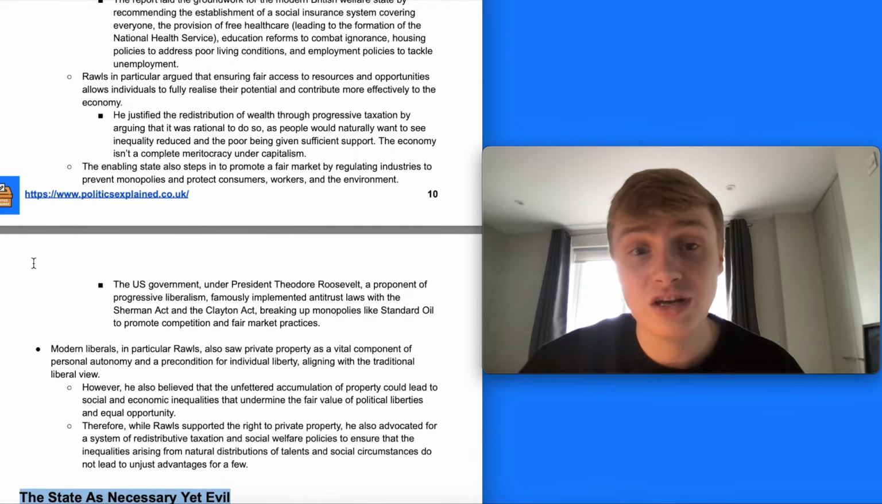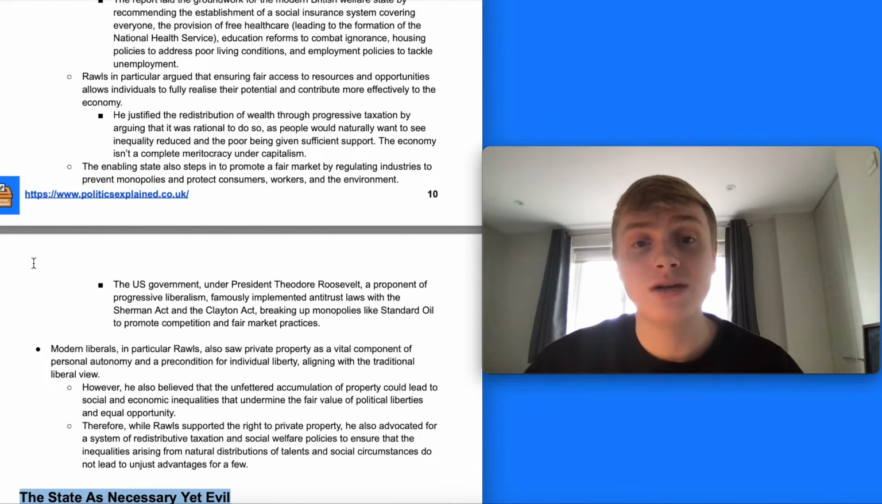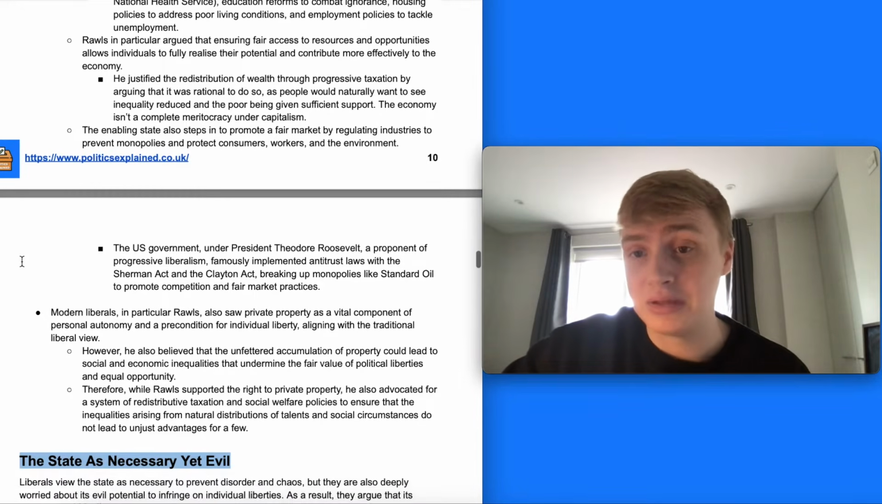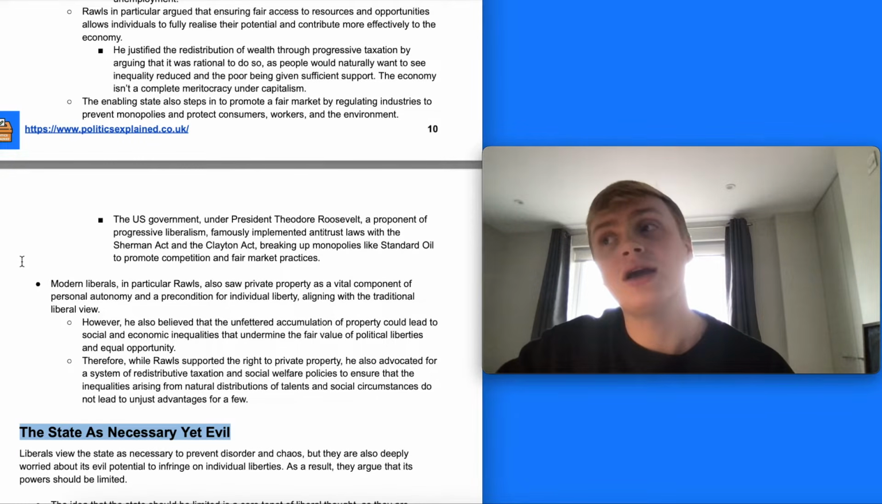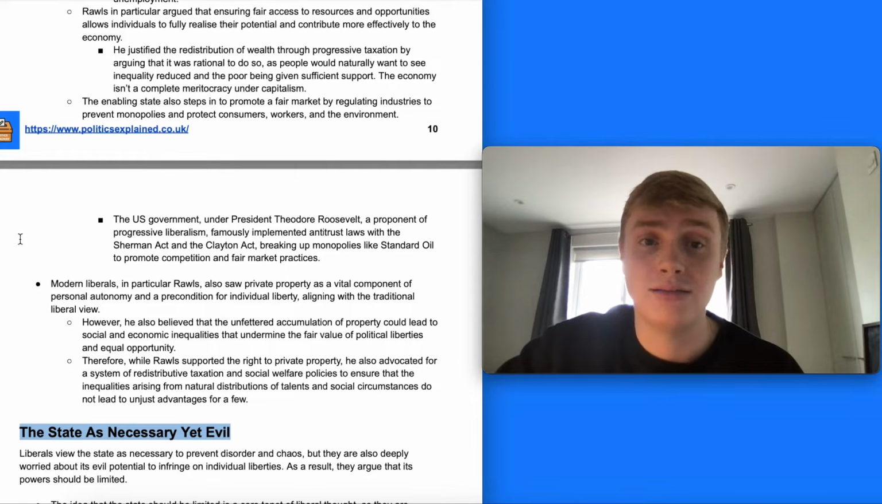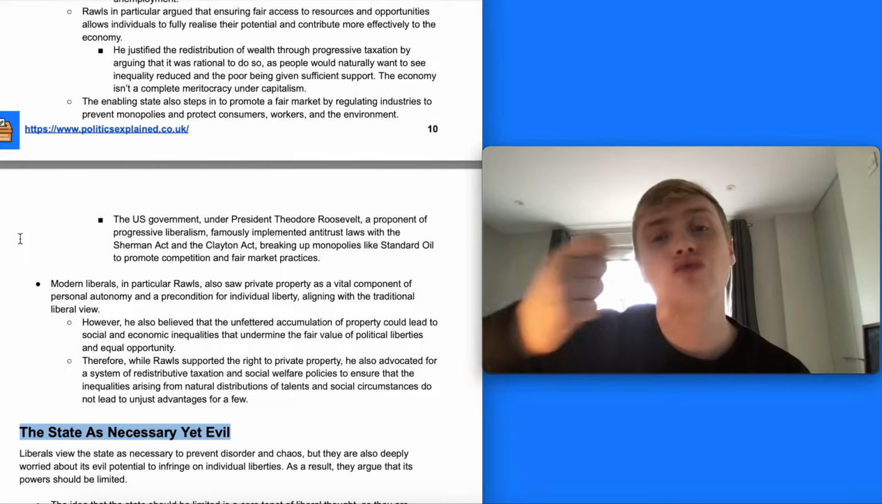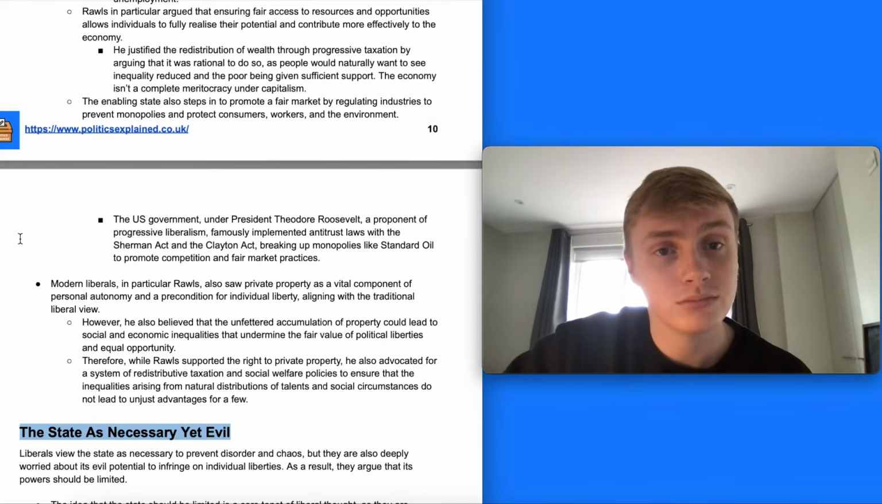And he justified the redistribution of wealth through progressive taxation by arguing that it's rational to do so, as people would naturally want to see inequality reduced and the poor being given sufficient support. He effectively disagreed with the laissez-faire classical liberal view that the economy is a meritocracy under capitalism. It's not. You actually need state intervention, in his view, to create this meritocracy and enable everyone to pursue their goals and be free.